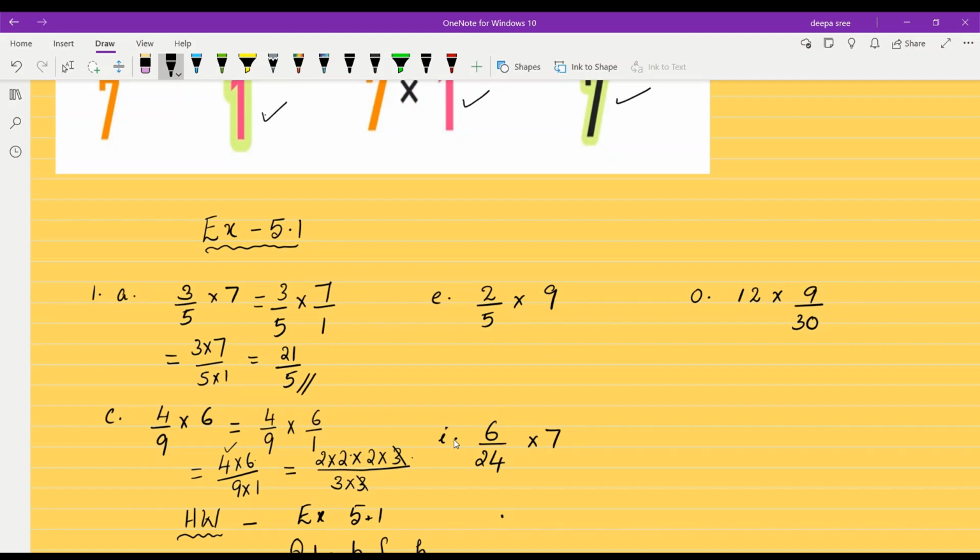So what is the left out answer we can write here? 2 2s are 4, 4 2s are 8, divided by 3. So this is the answer. That is the simplified form.